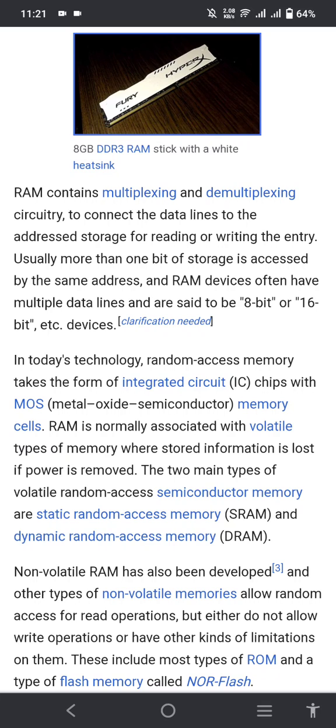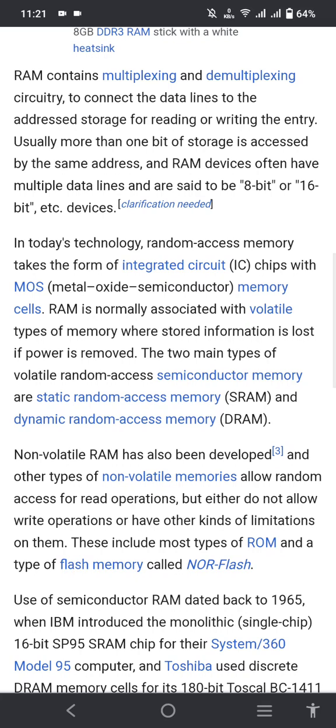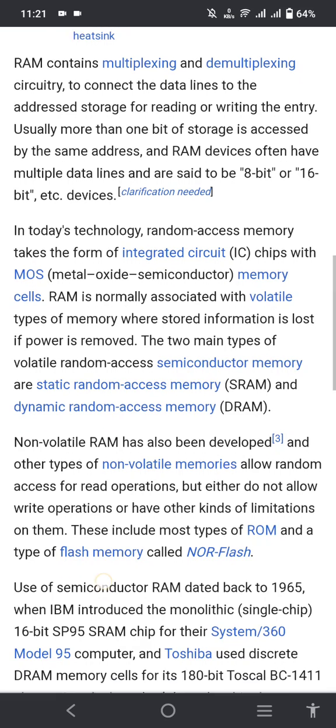The two main types of volatile random access semiconductor memory are static random access memory and dynamic random access memory. This is SRAM and DRAM. Non-volatile RAM is also being developed, and other types of non-volatile memories allow random access for read operations but either don't allow write operations or have other kinds of limitations on them. These include most types of ROM and a type of flash memory called NOR flash.